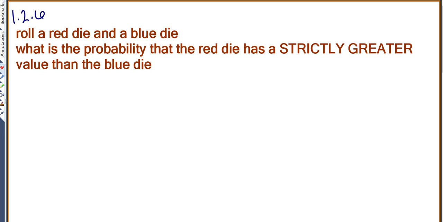So this is 1.2.6. It says we roll a red die and a blue die, and we want to know what's the probability that the red die has a strictly greater value than the blue die. Now strictly greater just means that it has to be greater than. It can't be greater than or equal to, so we want the red to be greater than blue. So again, strictly greater just means we don't want anything equal.